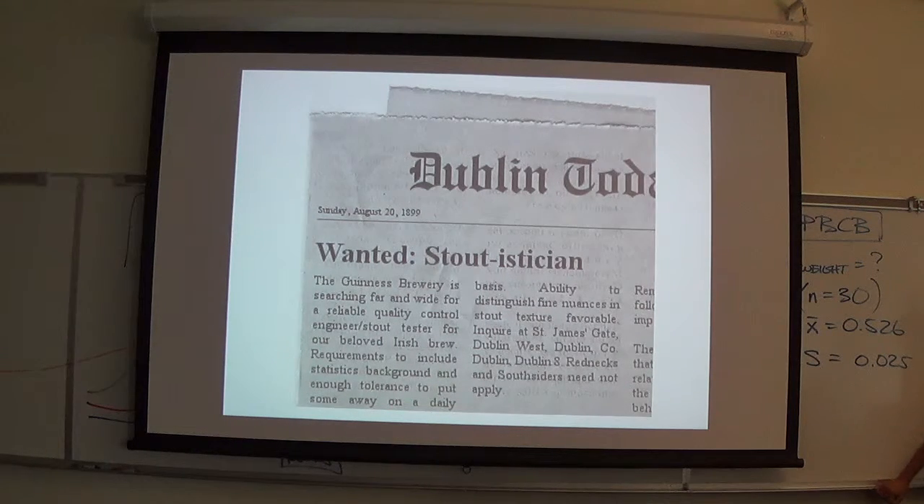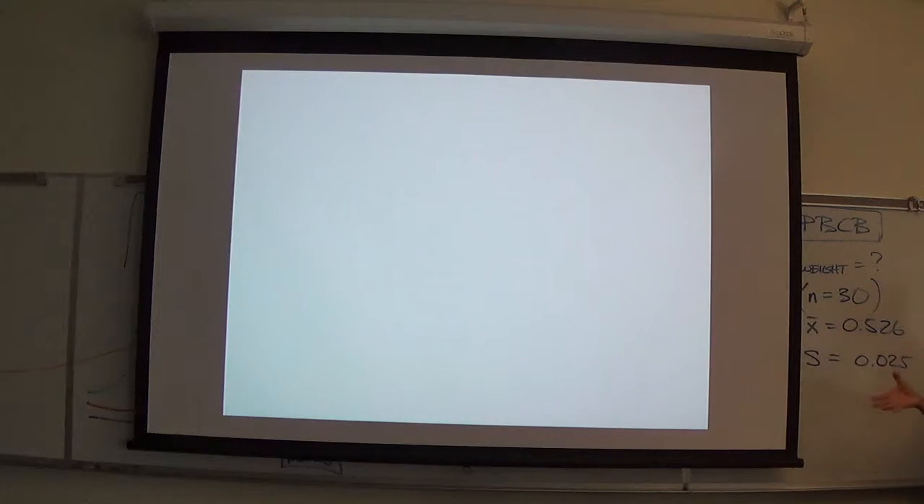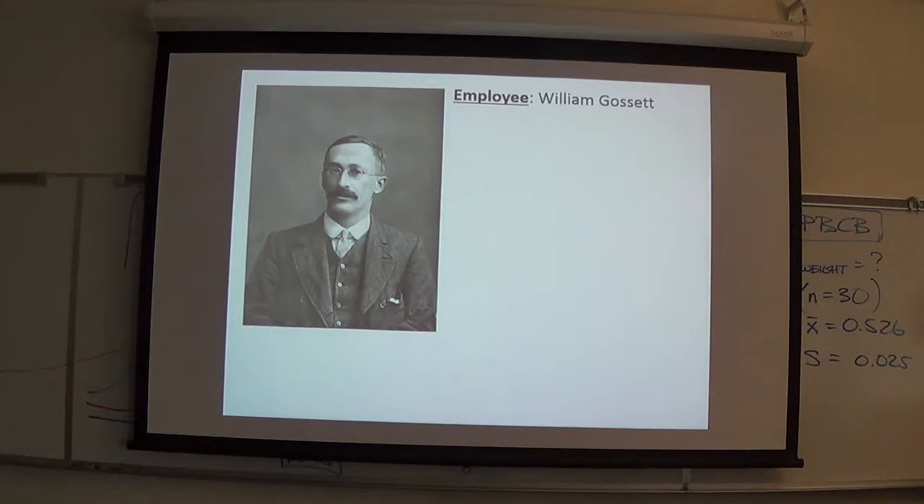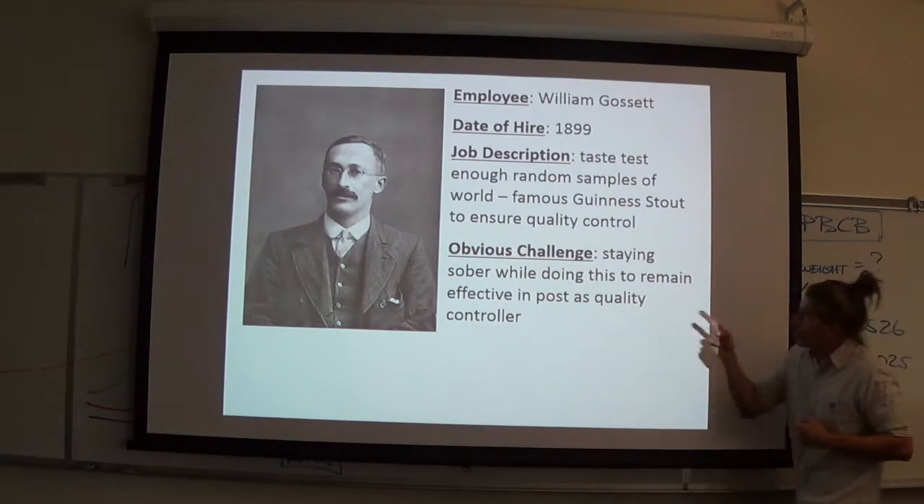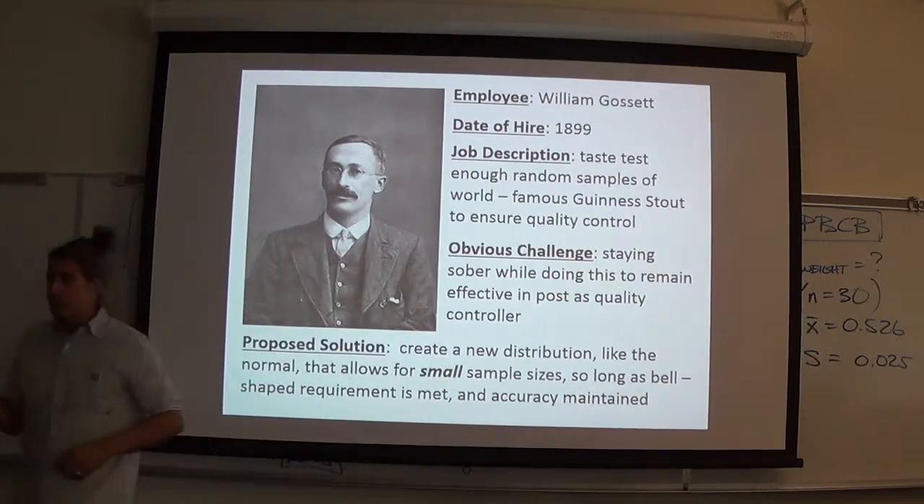But it's amazing how you might not realize that Guinness actually did have a chunk in what you're sitting here learning right now. This gentleman here, William Gossett, is the gentleman that worked for Guinness. He answered the call in 1899. The problem was, he had to be quality control for Guinness.